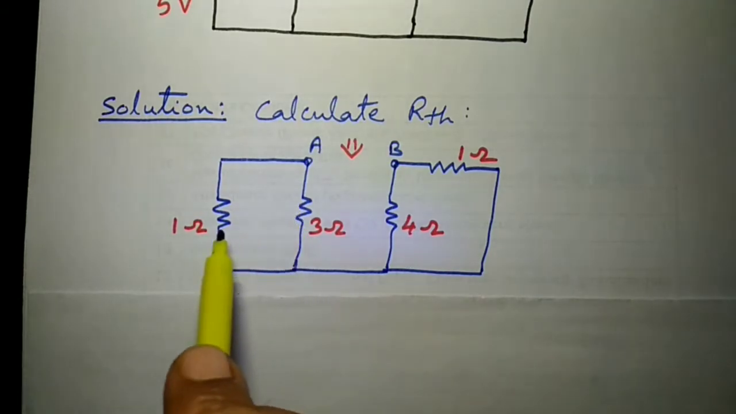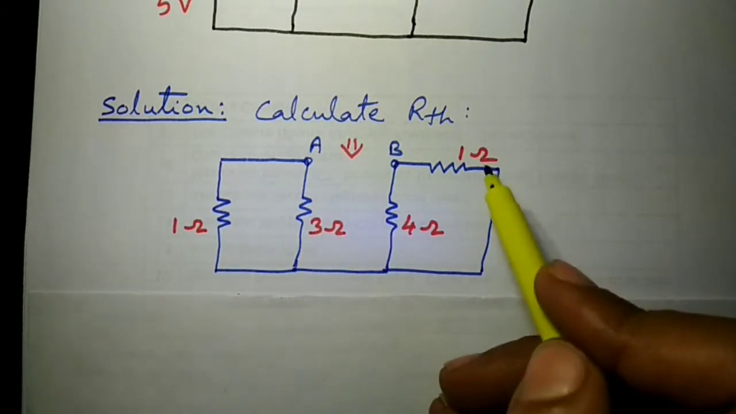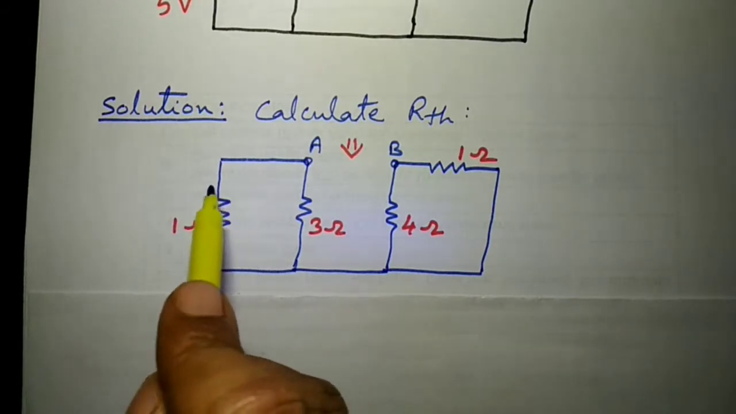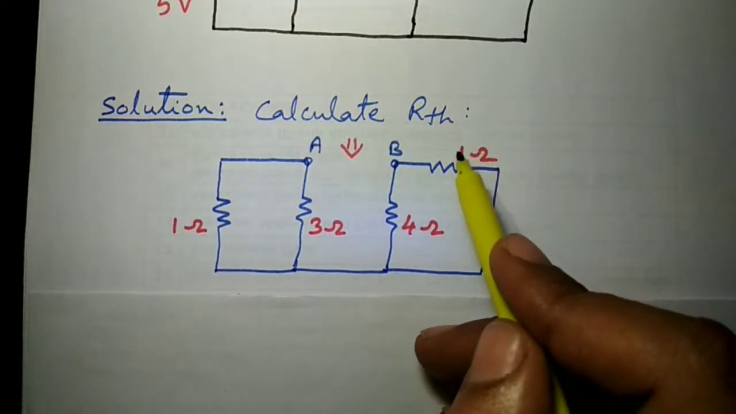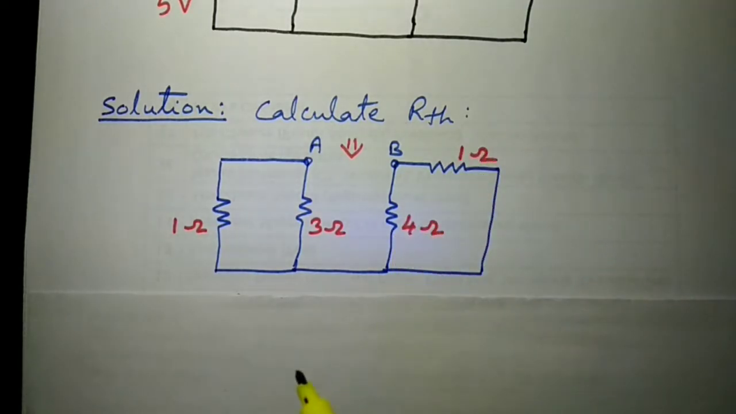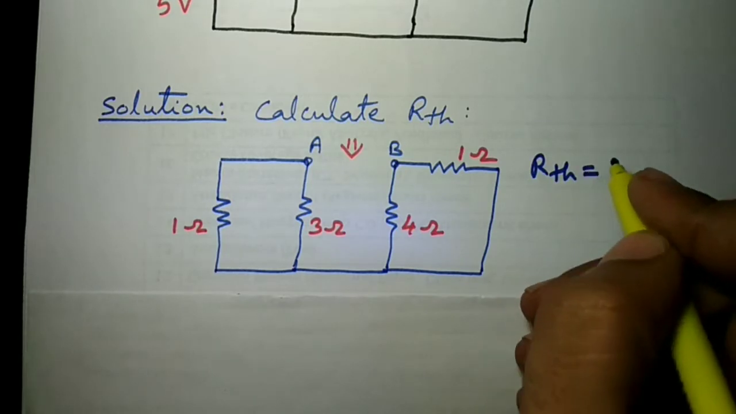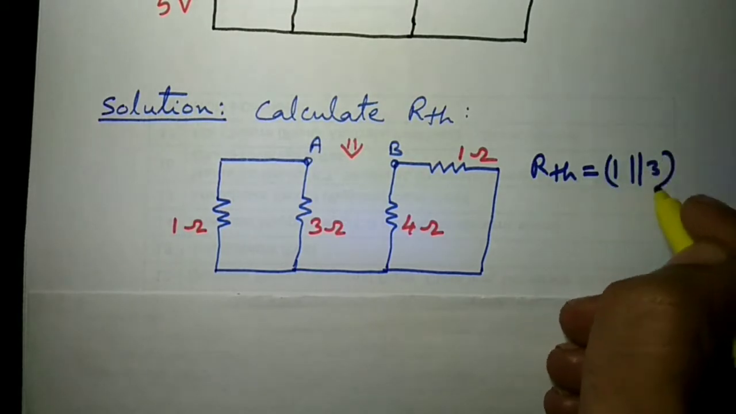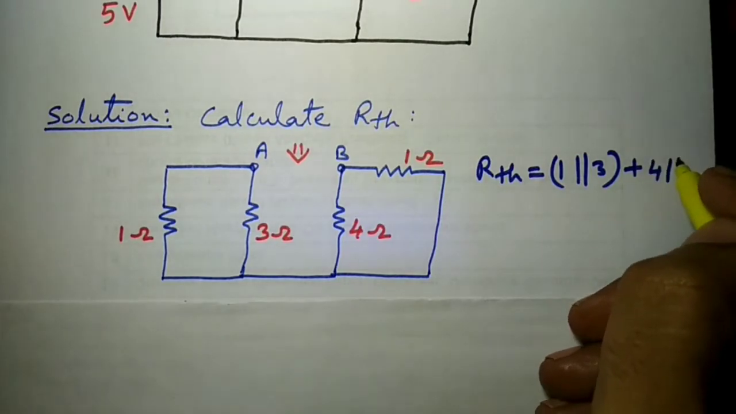Here we can see that 1 and 3 are connected in parallel. Similarly, 4 and 1 connected in parallel. And then the combination of this resistance will be in series. The combination of these two resistance. Therefore, the RTH can be calculated as 1 parallel with 3 plus 4 parallel with 1.